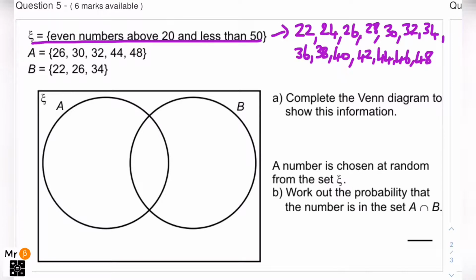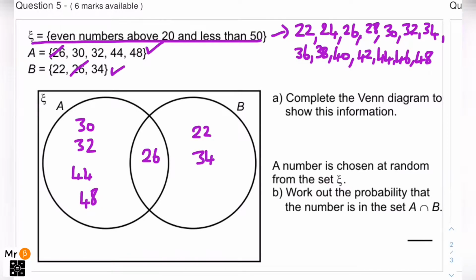In set A, we know we've got the numbers 26, 30, 32, 44 and 48. And in set B, we've got 22, 26, 34. So straight away, we can see that there's 26 in both set A and set B. That leaves us with 30, 32, 44 and 48 in set A, and 22 and 34 in set B. So now we need to write down all the numbers which we haven't yet included. That's 24, 28, 36, 38, 40, 42 and finally 46.